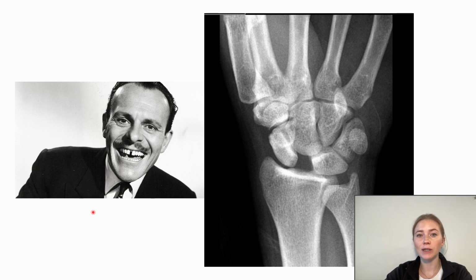Terry Thomas was a British comedian with a large gap between his two front teeth, and the gap between the scaphoid and the lunate seems to resemble his smile with a gap tooth in the middle. As a result, the Terry Thomas sign is pathognomonic for a scapholunate dissociation, or an injury to the ligament between the scaphoid and the lunate.